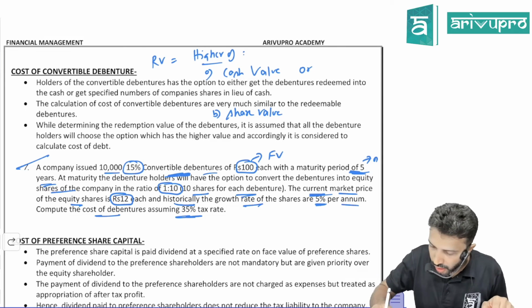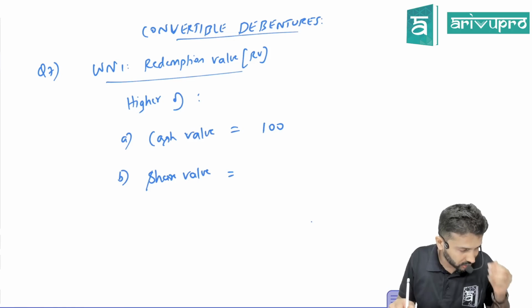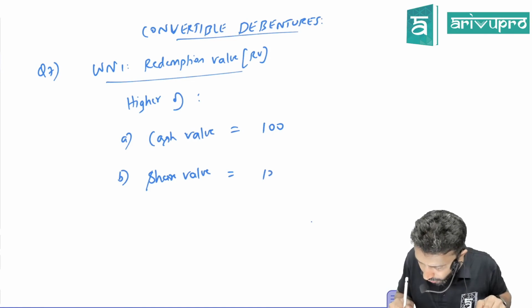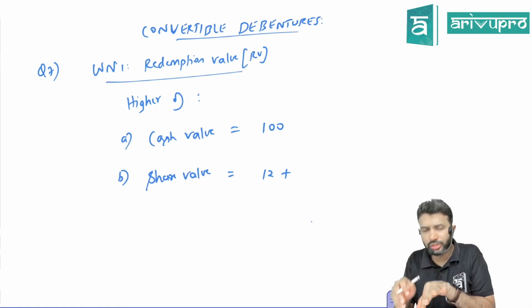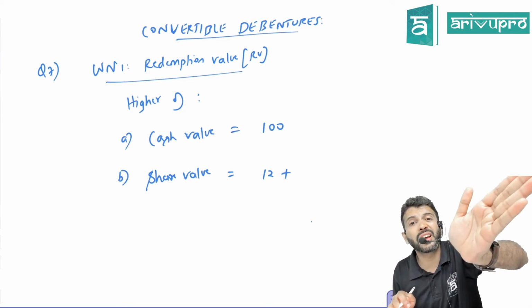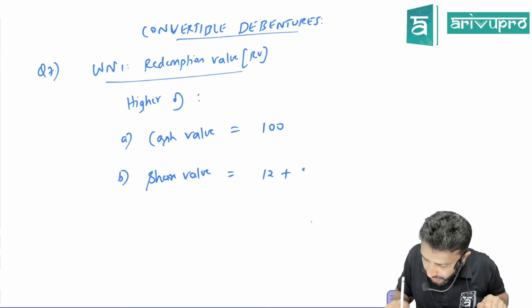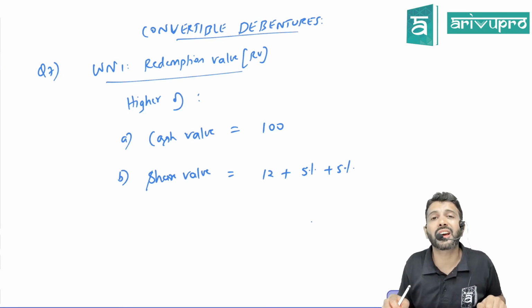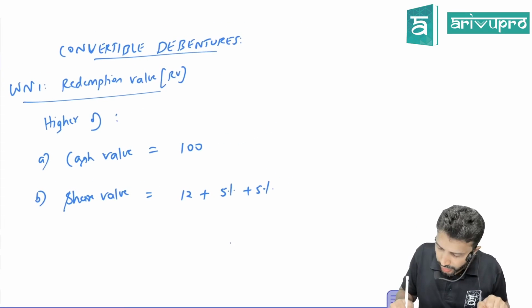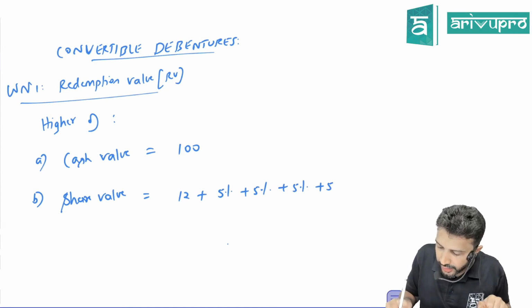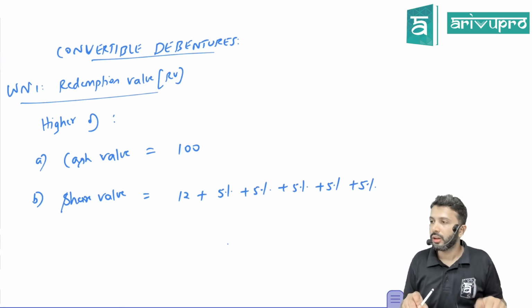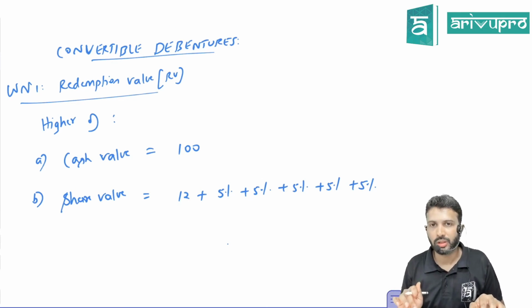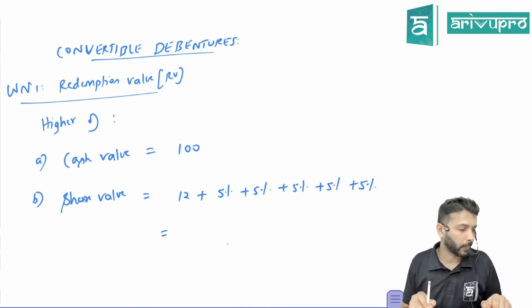Now what is the share value now? 12. Value is 12 now, but we need the value after 5 years. Every year it will increase. The share price will grow by how much? 5%. How many years are still remaining? 5. So add 5% in your calculator 5 times. Take 12, simply add plus 5%, and do this 5 times. How much are you getting?